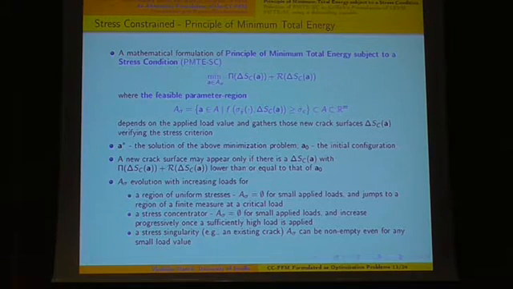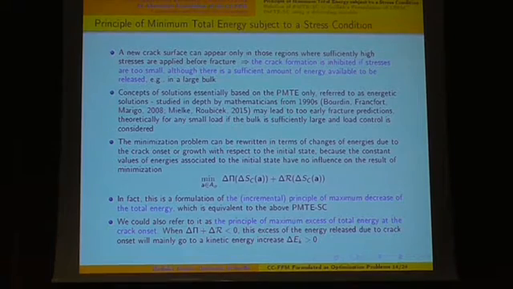A new crack surface may appear only if there is a new crack surface which fulfills that this value is lower than the value for A0, which is the initial situation. A new crack surface can appear only where sufficiently high stresses are applied before fracture. The crack formation is inhibited if stresses are too small. Also, there must be a sufficient amount of energy.